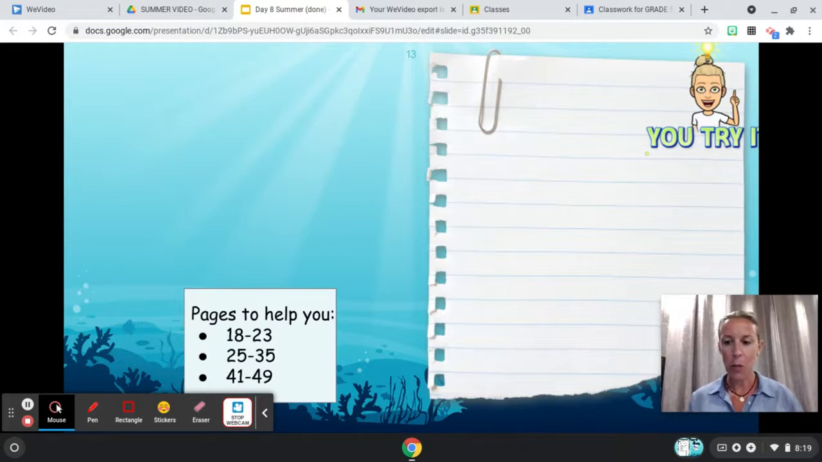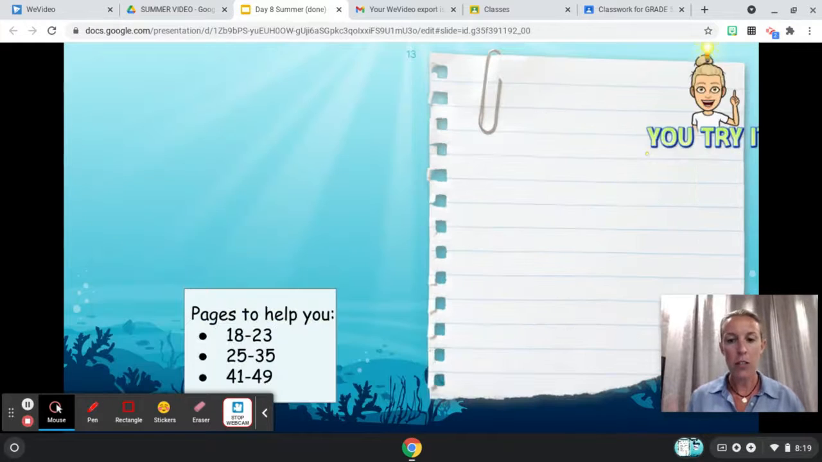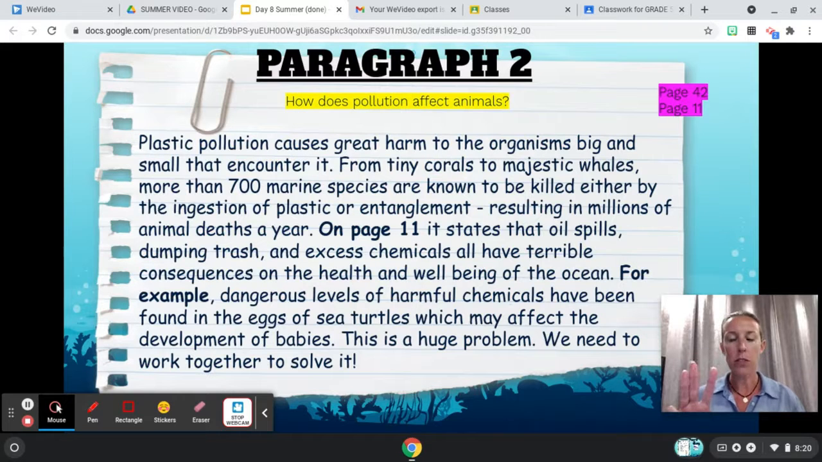Boys and girls, now you're going to try it. And I have put some pages on here to help you answer the question, how does pollution affect animals? The pages that are going to help you, pages 18 to 23, 25 to 35, and 41 to 49. I'm going to challenge you to use 3 sentence starters to cite your evidence.